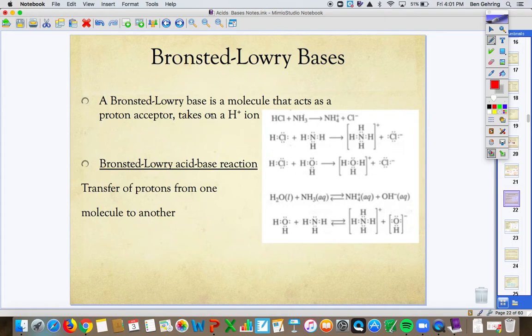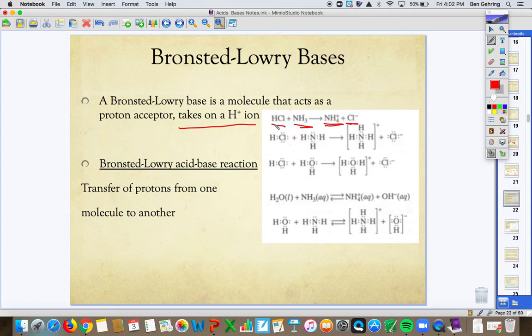Bronsted-Lowry bases: a base is a molecule that acts as a proton acceptor. So acids donate protons, bases accept protons. So it takes on the hydrogen ion. For example, again, we had HCl plus NH3 produces NH4, which is now our acid, and Cl is going to be our base because this accepted our proton. This was the base and this was the acid.